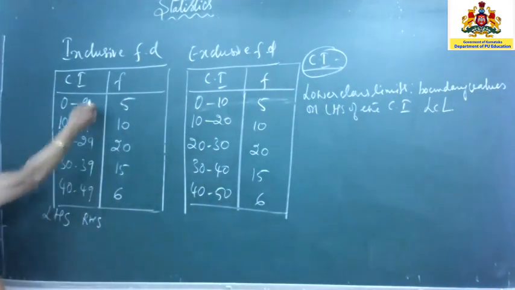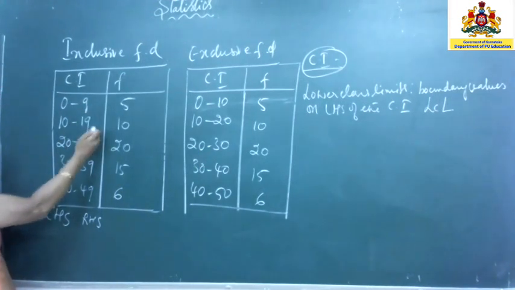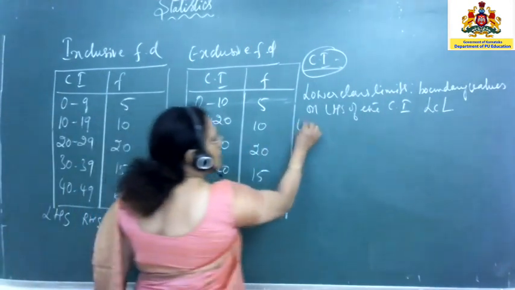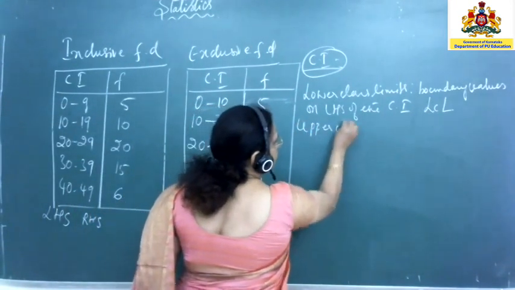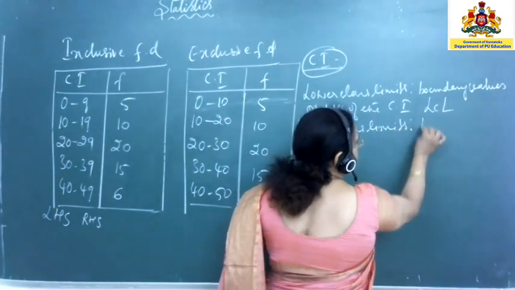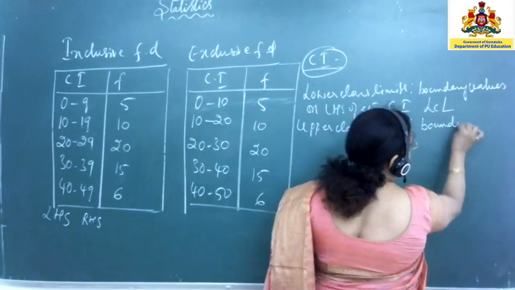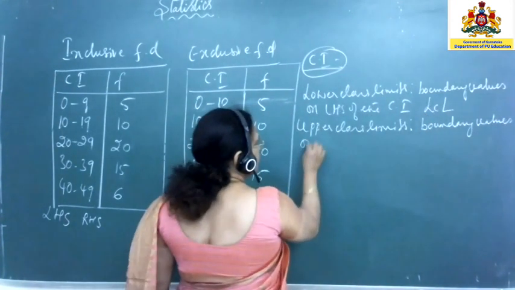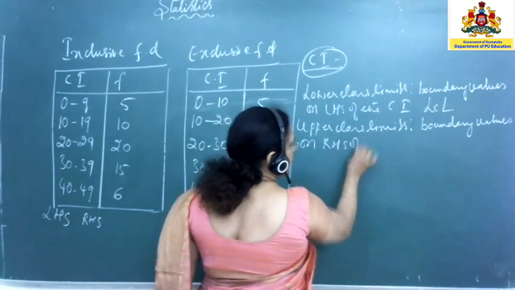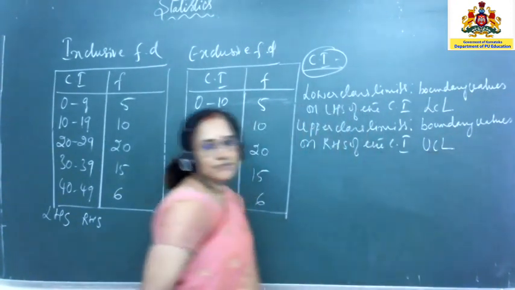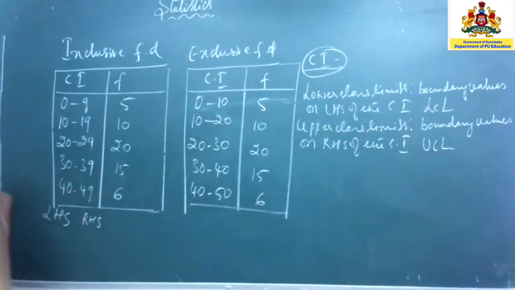Now in a similar way, this is the right hand side. Those boundary values which are on the right hand side of the class interval are called upper class limits. So is it okay? Now how will you write? These are nothing but the boundary values which are on the right hand side of the class interval. Now this is denoted by UCL. Together you call them class limits.